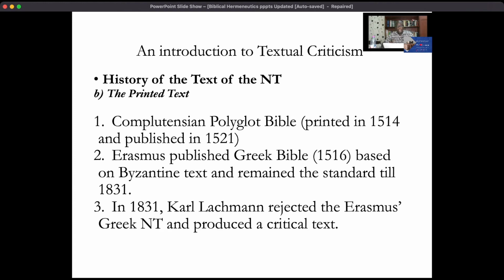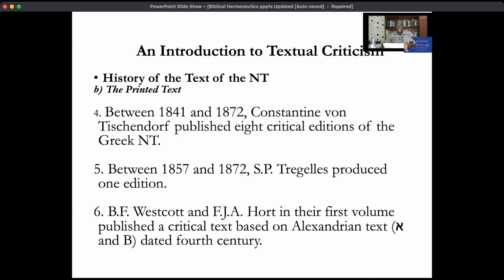And then in 1831, Karl Lachmann rejected the Erasmus Greek New Testament and produced a critical text. Between 1841 and 1872, Konstantin von Tischendorf published 8 critical editions of the Greek New Testament. Between 1857 and 1872, S.P. Tregelles produced 1 edition, and B.F. Westcott and F.J.A. Hort, in their first volume, published a critical text based on Alexandrian texts dated 4th century.